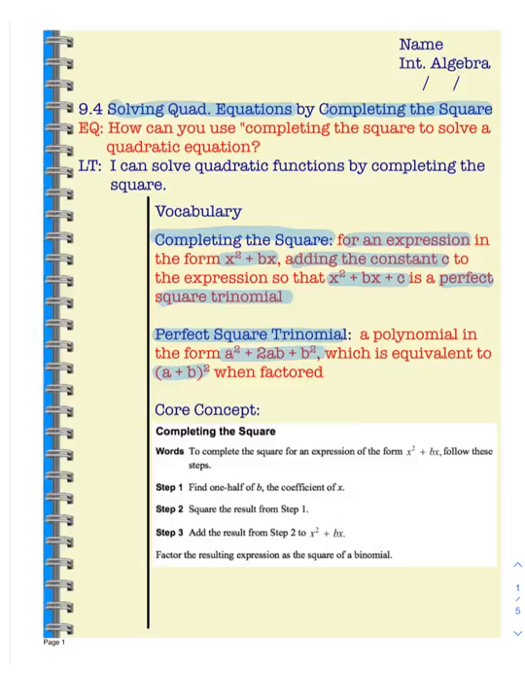All right, steps for completing the square. Step 1 is going to be to find half of b, and then we're going to square the result from step 1, and then we're going to add the result from step 2 to x squared plus bx. So we're going to use that result from step 2. That's our c that we add. You'll see this in example 1.